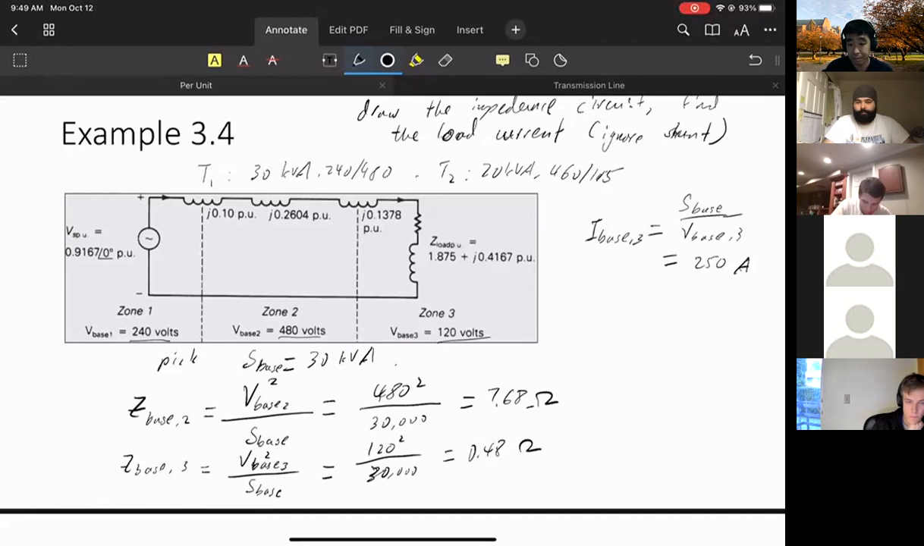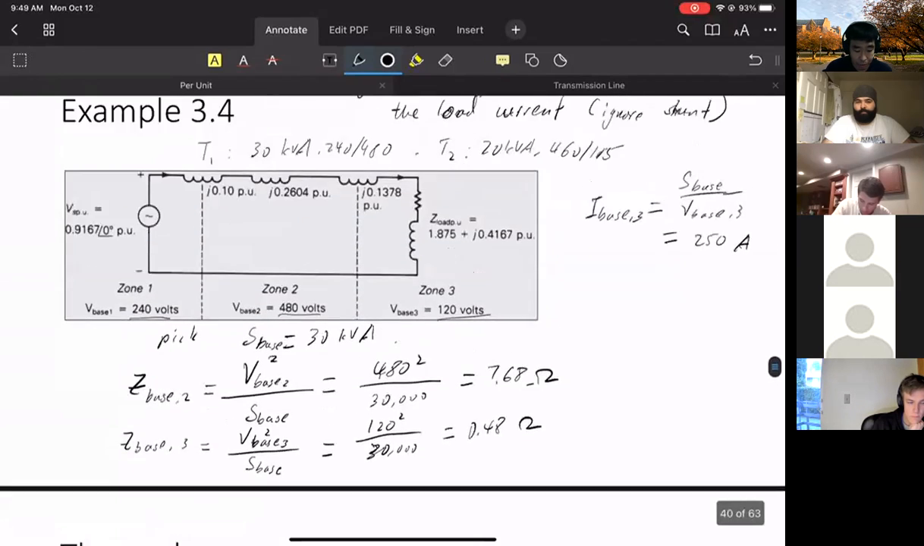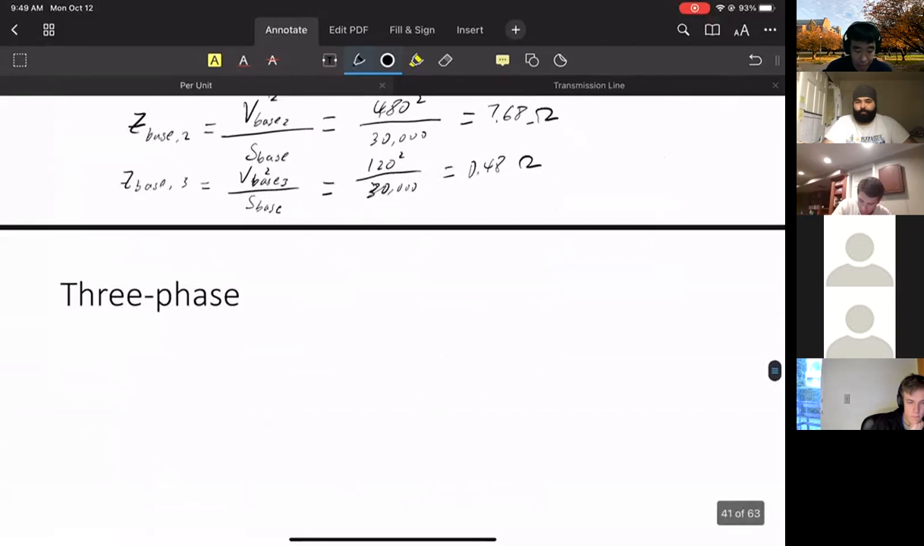Now let's look at the impedance. Let's look at if we need to. Oh, okay, I need to add a slide here.